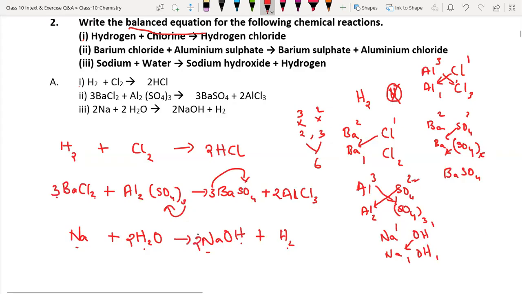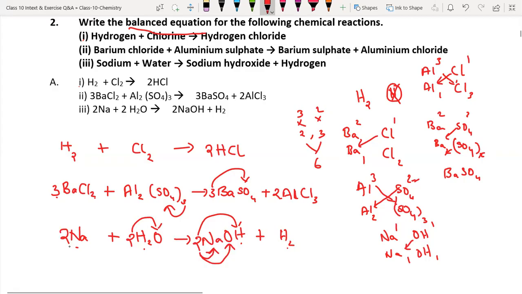Now place 2 here. Now 2 is applicable for hydrogen. Now there will be 2 hydrogens here, 2 hydrogens here, 4 hydrogens, 4 hydrogens got balanced, and 2 is applicable for oxygen also, oxygen got balanced, and 2 is applicable for sodium, 2 sodiums, but only 1 sodium, you can place 2. Now it will be balanced. Like that you need to balance, guys.